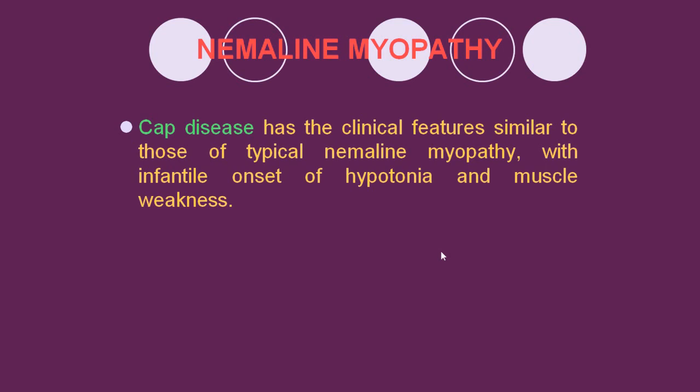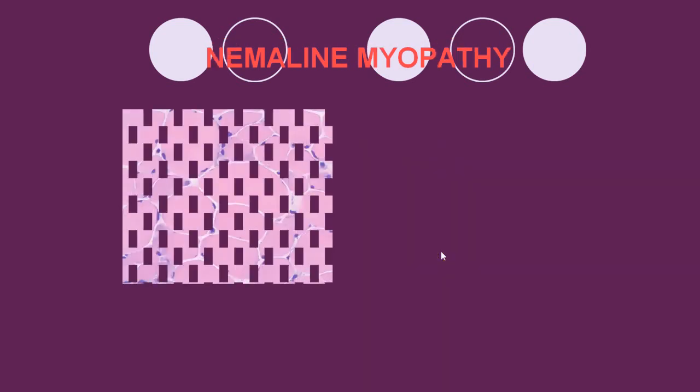Nemaline myopathy can be confused with a disease called cap disease. Cap disease has clinical features similar to those of typical nemaline myopathy, with infantile onset of hypotonia and muscle weakness. It is caused by a mutation in TPM2.